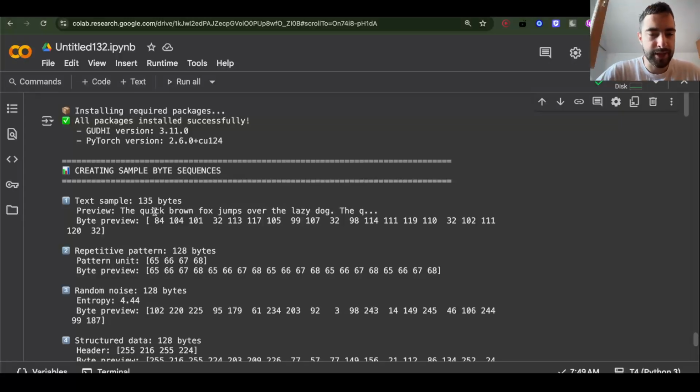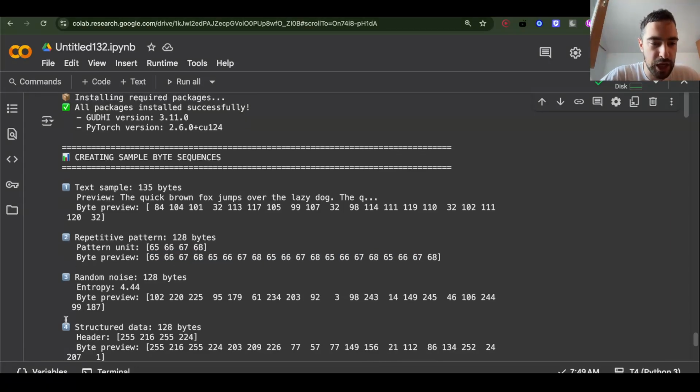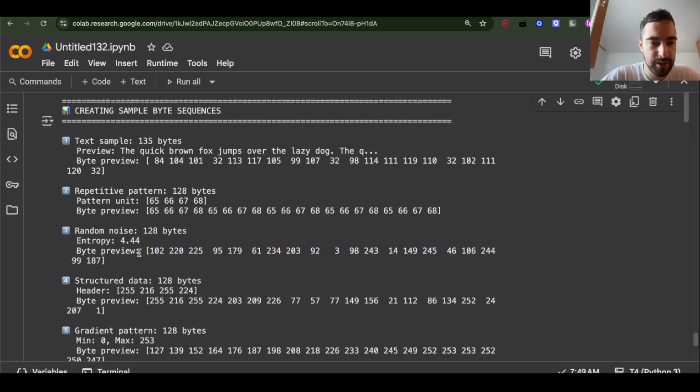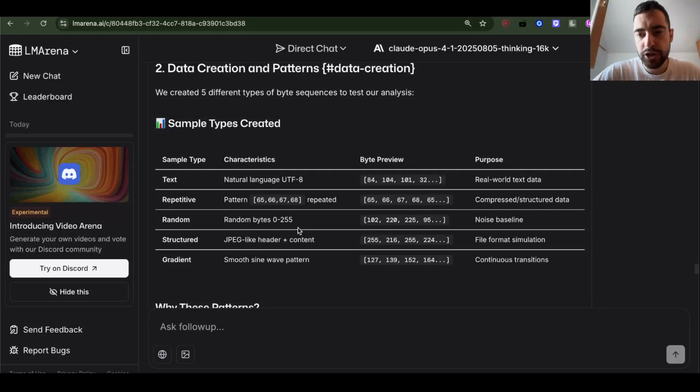So besides this quick brown fox sentence, we also have a repetitive pattern. We generated this data as well, where we just have these 3 bytes ascending in order, 65, 66, 67, and repeating them. We also have random data, random bytes, completely random. So that's gonna represent noise. This repetitive one would be like compressed or structured data. And then this text in the beginning would be real world text data.